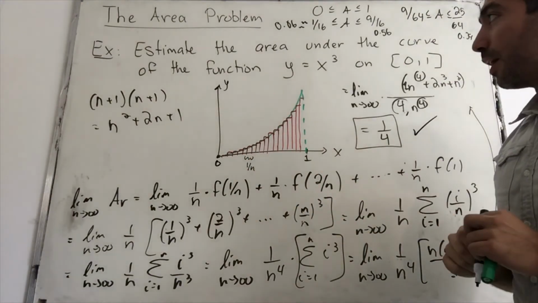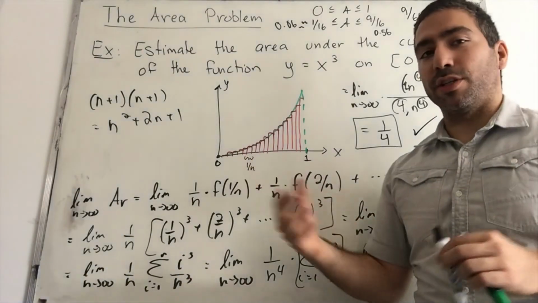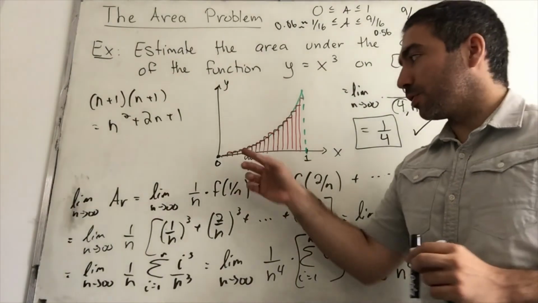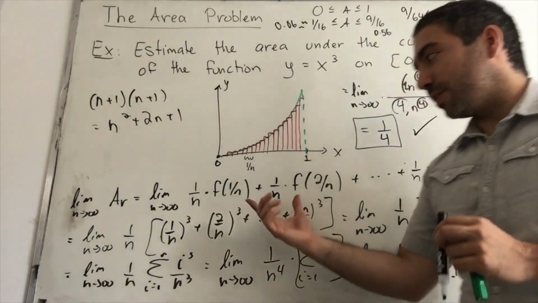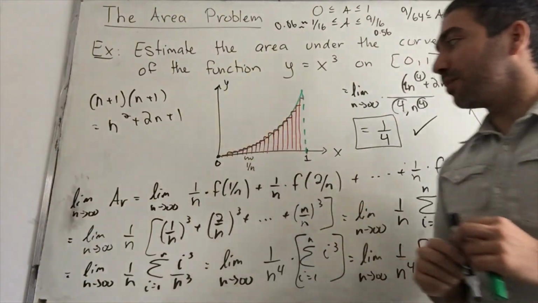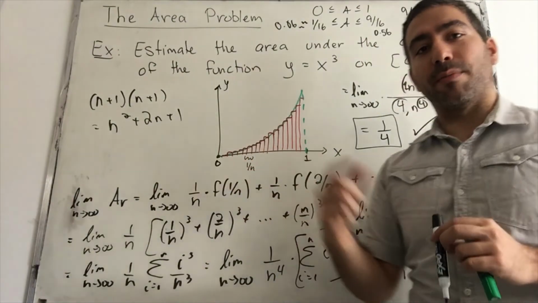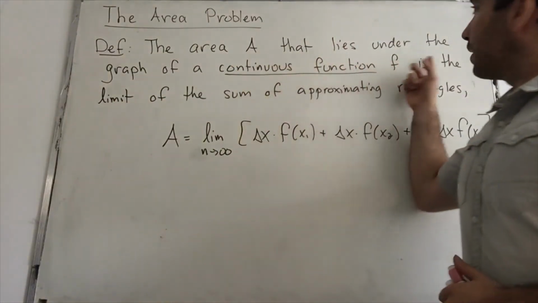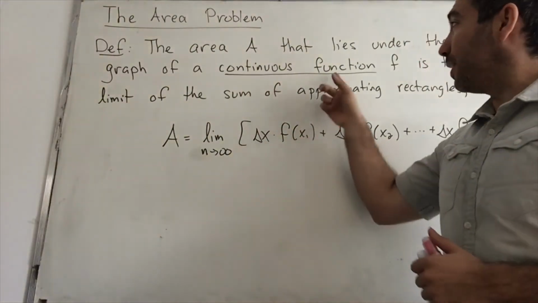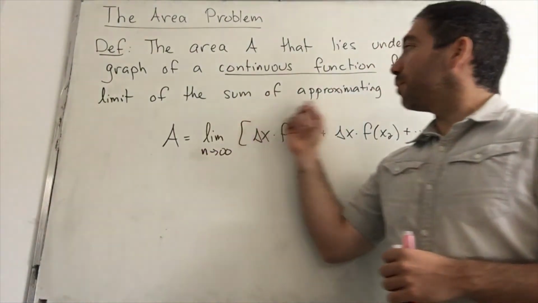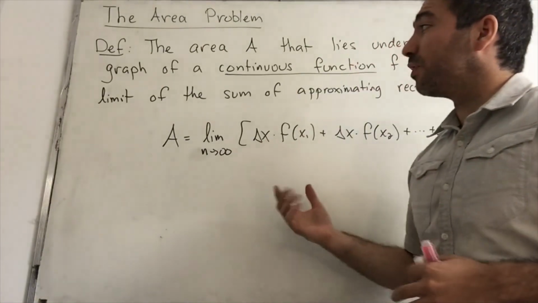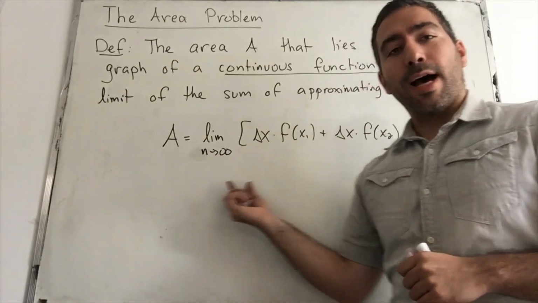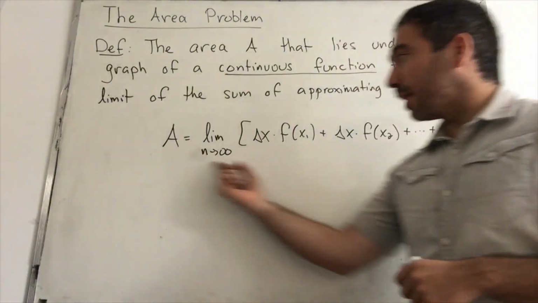Okay. And this is how we answer the question, how do we find the area of a shape that has a side that's curved? We treat it as a function and find the area under the curve by breaking it up into little rectangles, finding the area of each rectangle and summing them up. So the previous example leads us to the following definition. The area A that lies under the graph of a continuous function f, so we need the function to be continuous, is the limit of the sum of approximating rectangles. This is the idea. We find the area of each small red rectangle that we created, add them all up, and take the limit as n goes to infinity. That's what this is telling us.